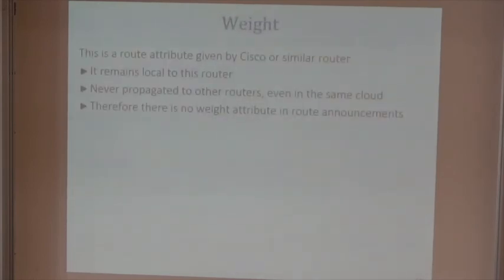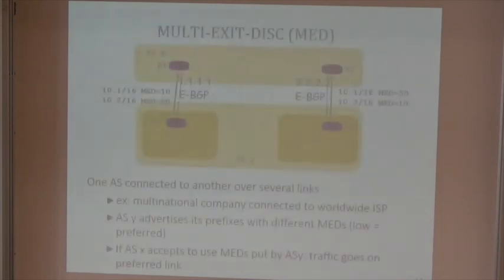Local pref is used inside a domain, so it's propagated by one router to another one, and it's a very simple way, perhaps the most used of all the attributes, to implement a given policy about which AS you prefer over which other one. There are other priority fields, for example, the weight, but the weight, contrary to the local pref, is only local to a BGP router, so you will never see it in a BGP message.